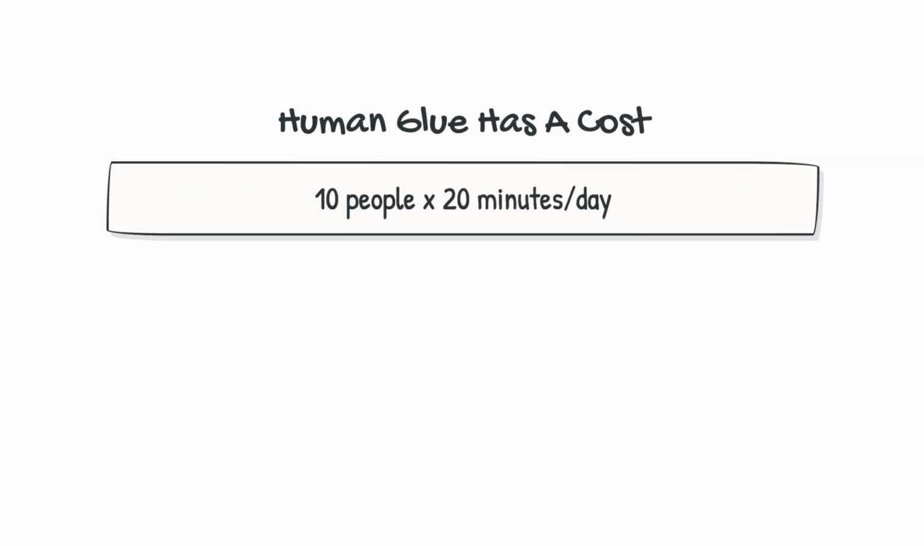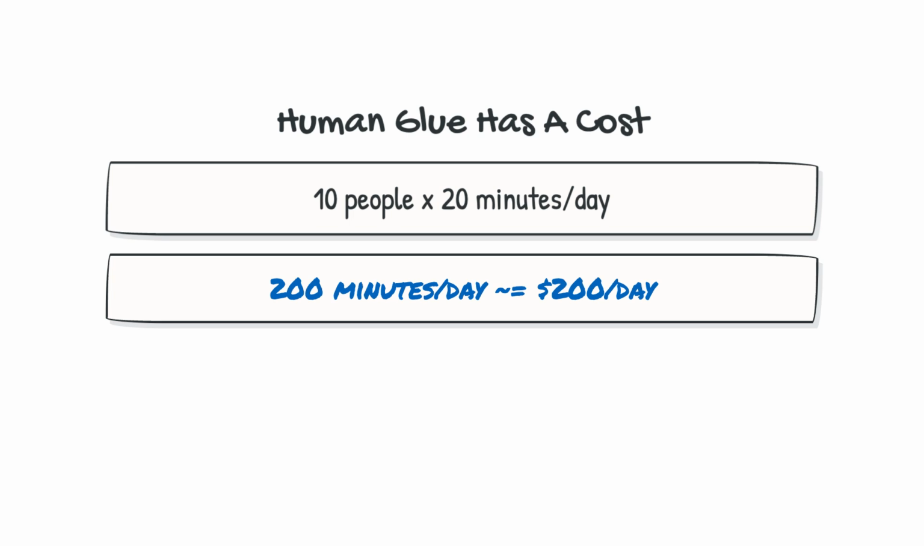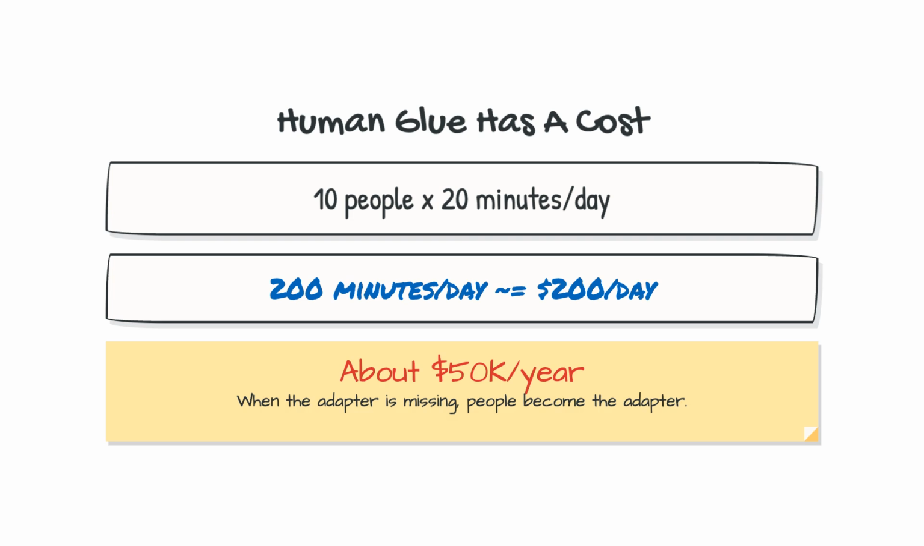Now let us make the cost visible. Suppose 10 people each spend 20 minutes a day copying between chat, tickets, docs, and spreadsheets. That is 200 minutes a day. At $60 per hour, that is about $200 a day. Across a work year, that is roughly $50,000 of human glue. When the adapter is missing, people become the adapter.